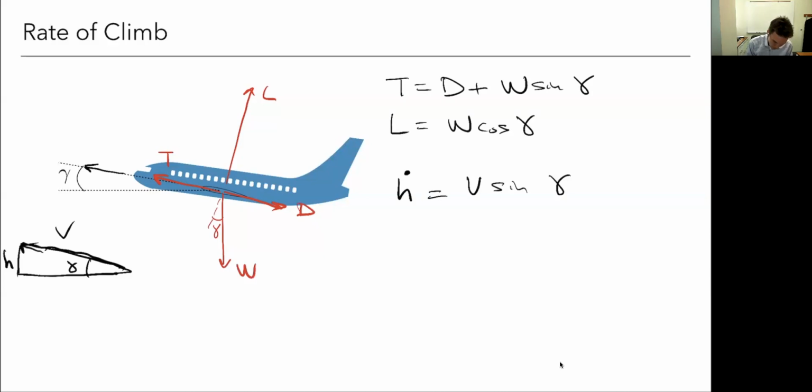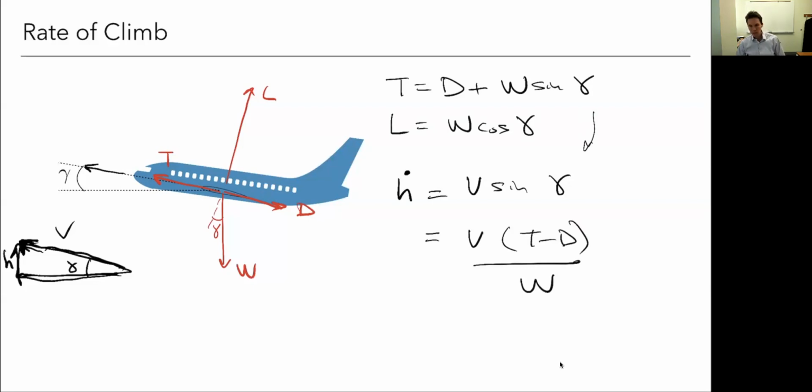So if I'm going forward, I'm going along the flight path of v, I've got a component of the velocity going horizontal and a component going vertical. So that vertical component we're calling h dot. It's v sine gamma. So I can now use this and substitute it in, or solve this for sine gamma. I'm going to solve this equation here for sine gamma. Plug it in, and I get that my climb rate is going to be v times thrust minus drag over weight. Okay, so that's how fast I can climb, or my rate of climb as it's called. I wrote h dot, but we typically call this rate of climb.